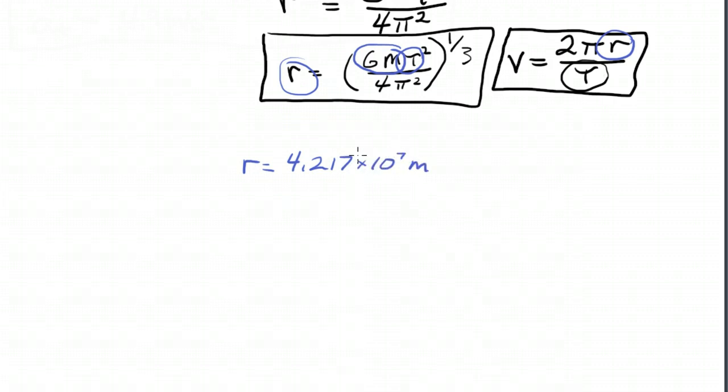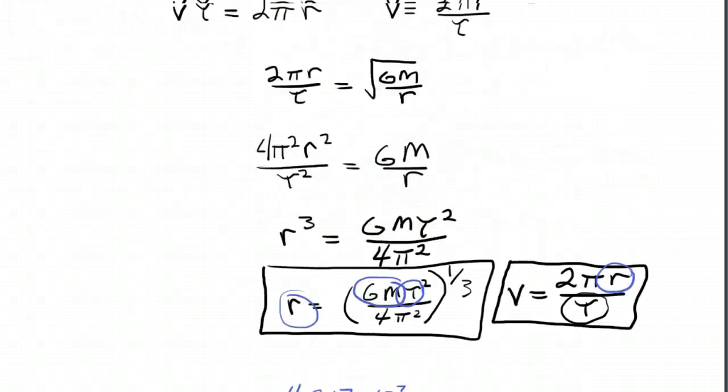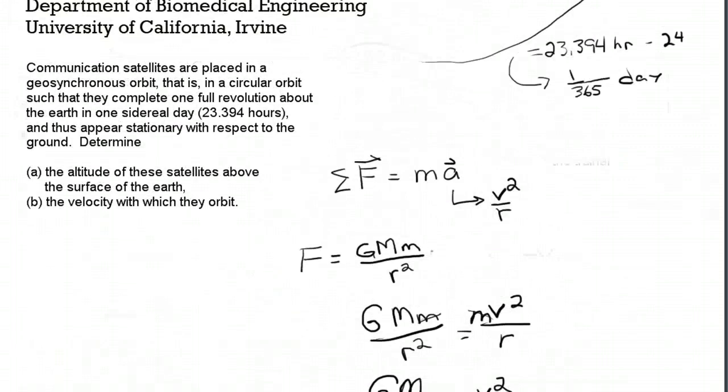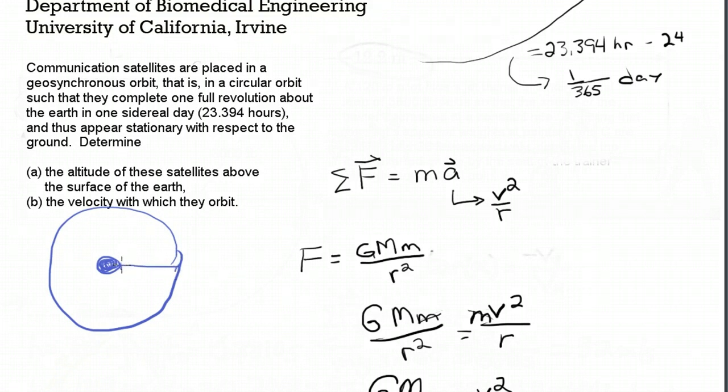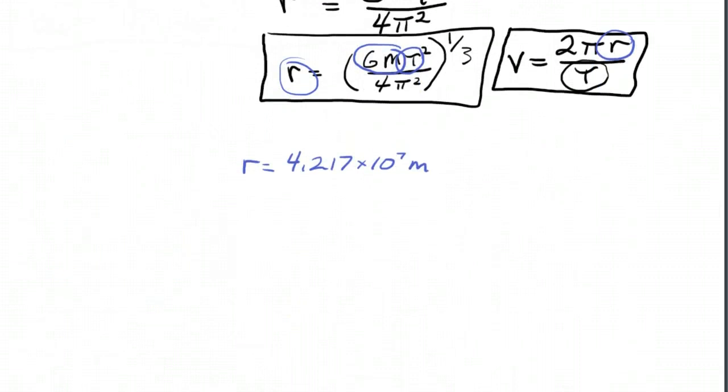Is that the answer? Well, let's see. What was the question again? Let's go back up here. The question was the altitude above the surface of the Earth. Here's what we've calculated. We've got something like this is the Earth, here's our orbit like this, and the question is asking for this distance here, the altitude above the surface of the Earth. We've calculated a different distance all the way to the center of that circle. So we have to subtract the radius of the Earth from this.